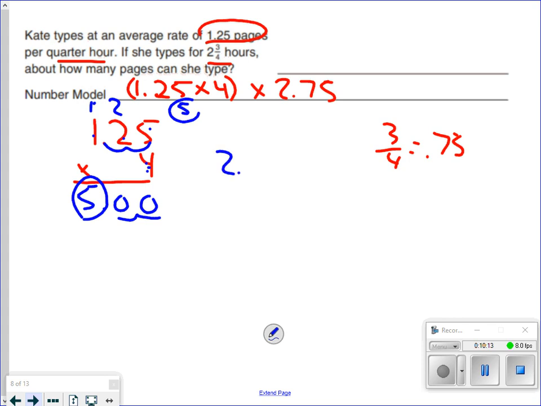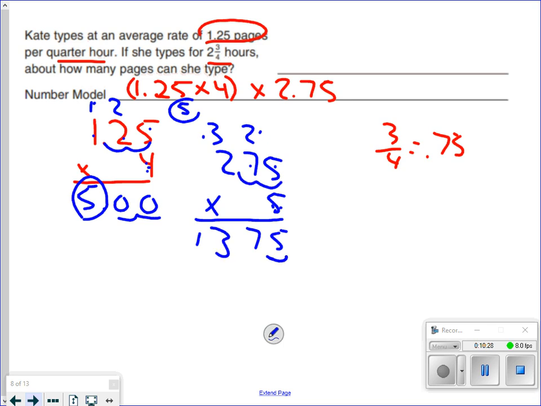So I'm going to take 2.75, I'm going to multiply that by 5. 5 times 5 is 25. 5 times 7 is 35, plus 2 is 37. I'm putting a 7, I'm putting a 3. 5 times 2 is 10, plus 3 is 13. Two numbers after the decimal, two numbers after the decimal.